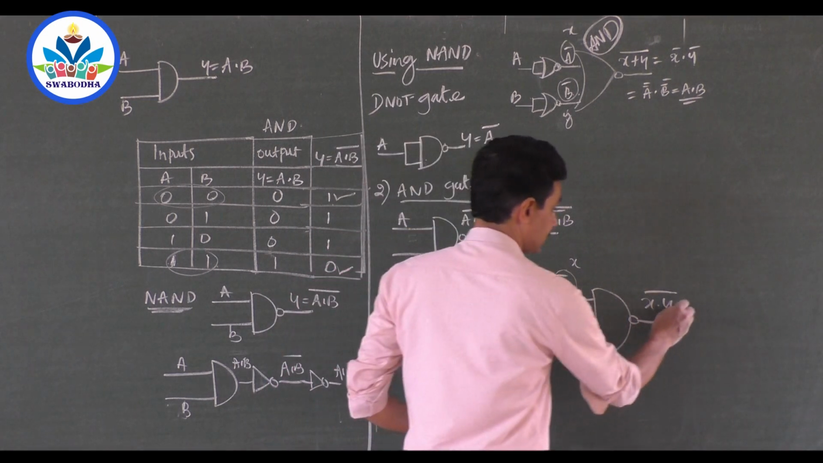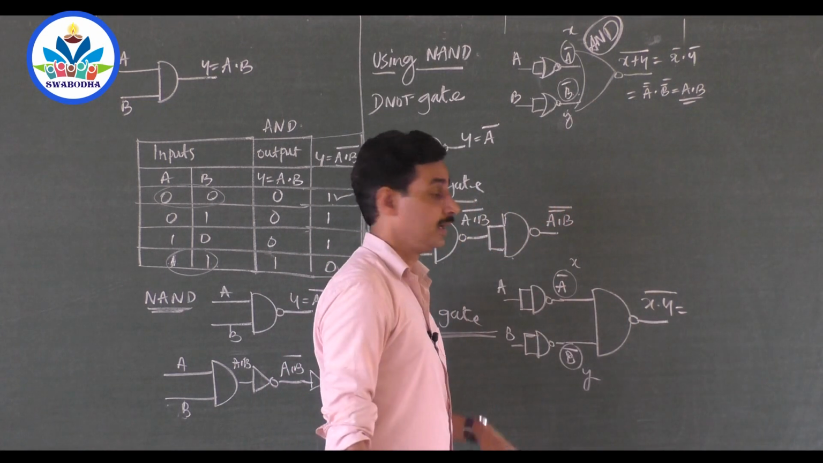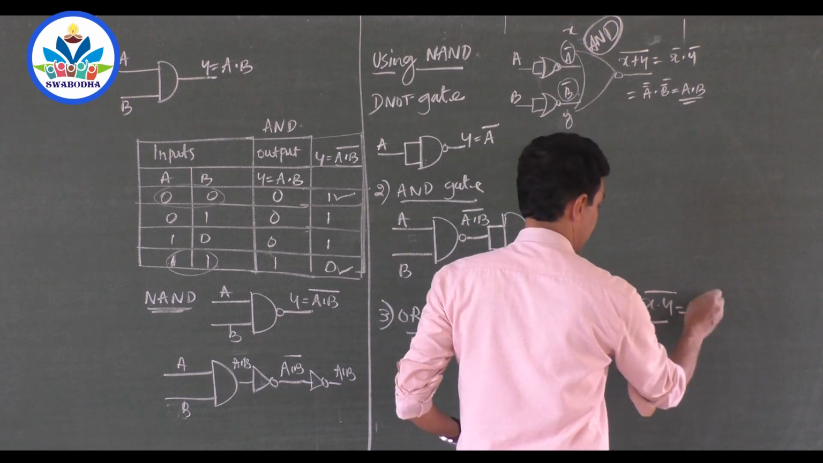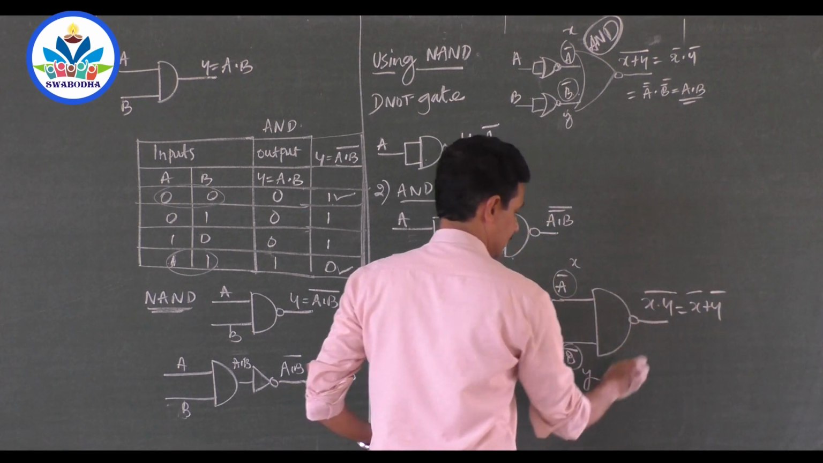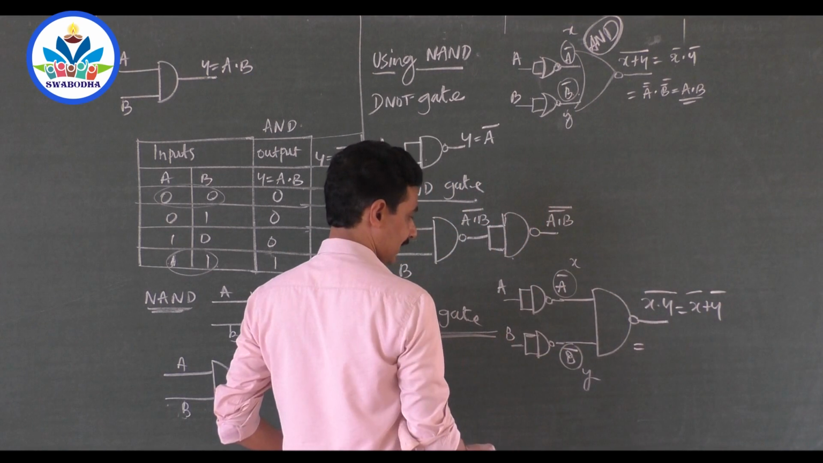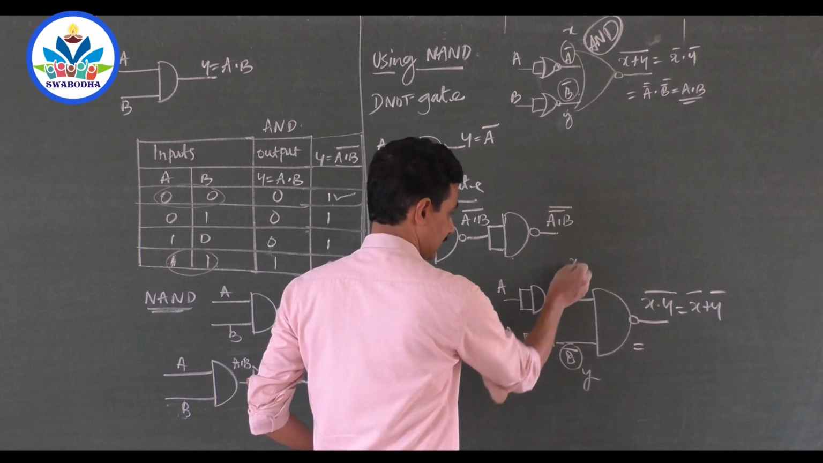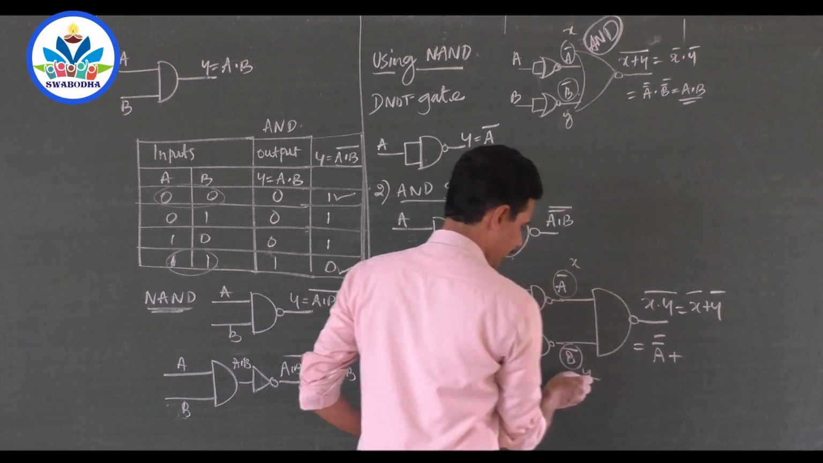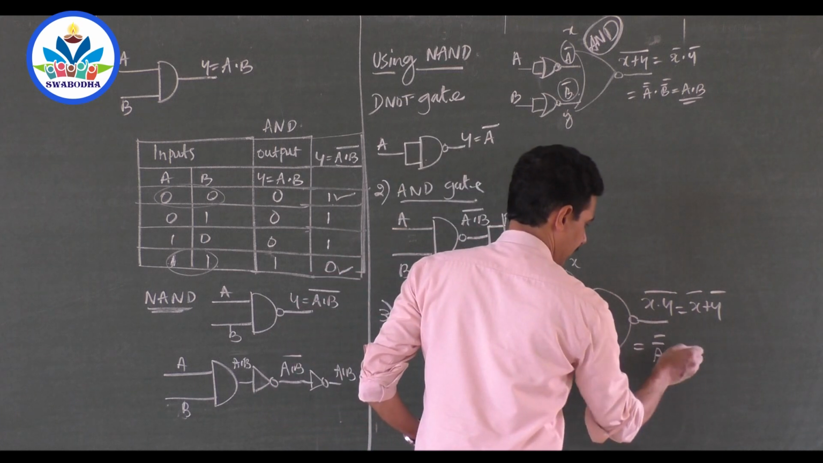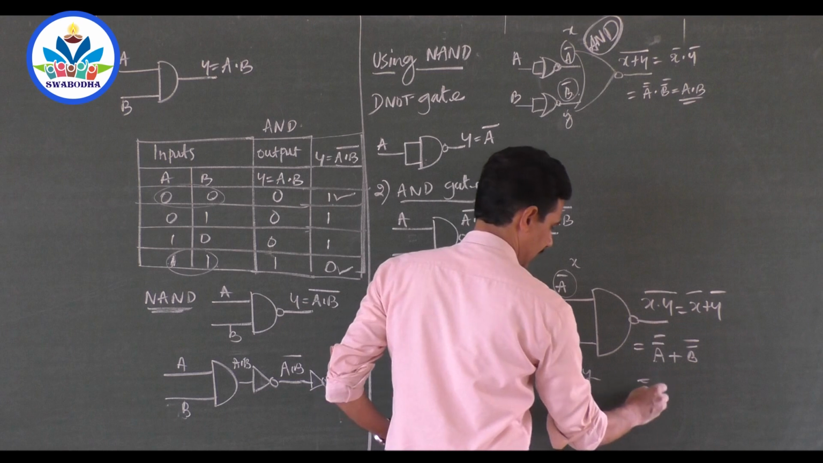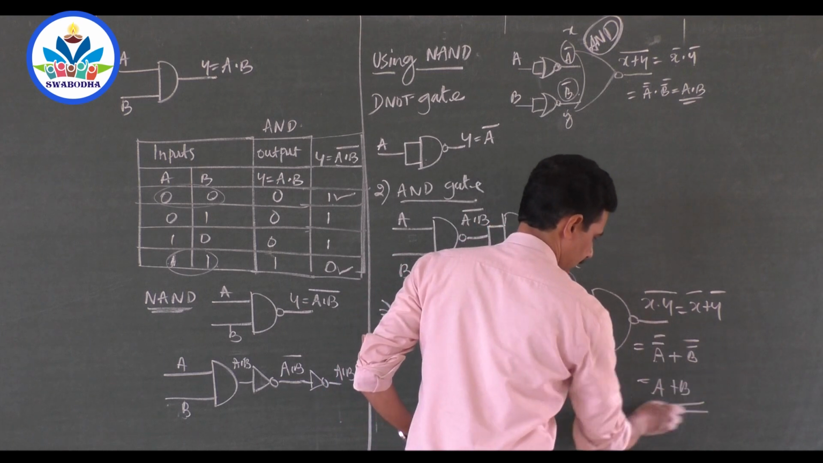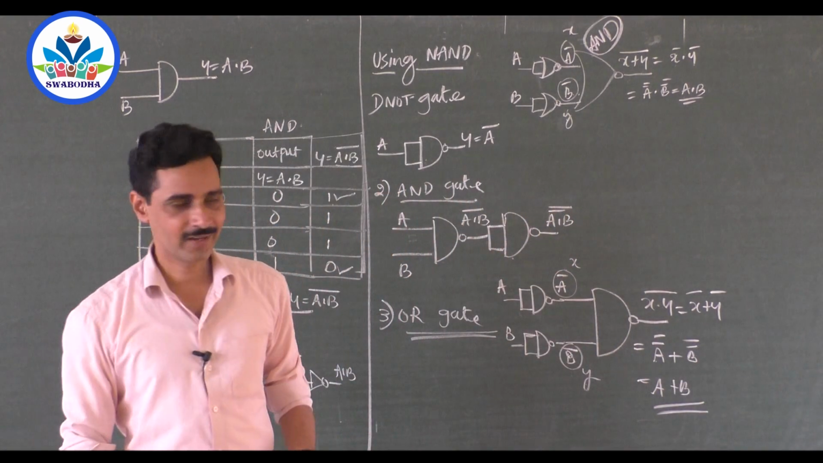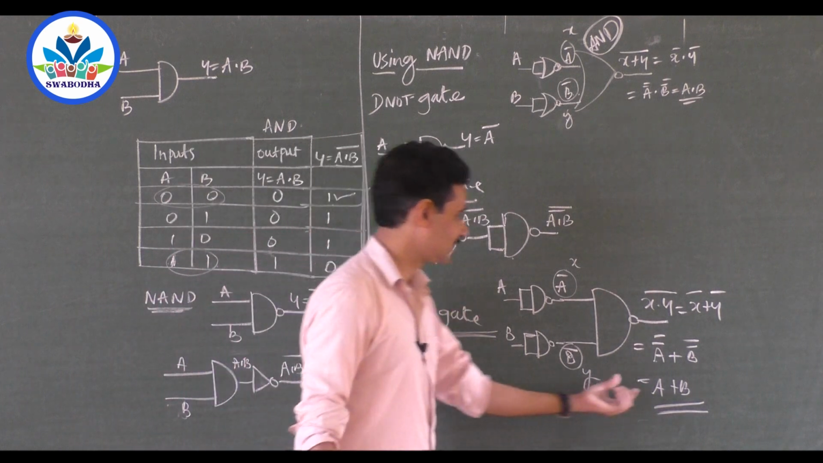Now how can you extend this using De Morgan's theorem? X dot Y whole bar is equal to X bar plus Y bar. What is X bar? X itself is A bar, so X bar is A bar bar. Y itself is B bar, and Y bar is B bar bar. But A bar bar is A, and B bar bar is B, so we get A plus B. That is OR gate, right? This is OR gate using NAND gate.